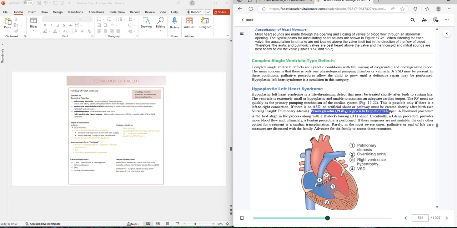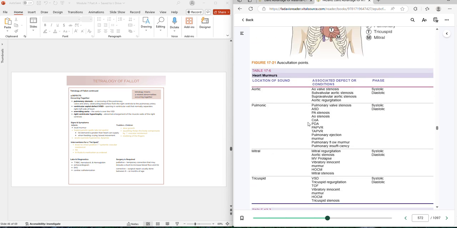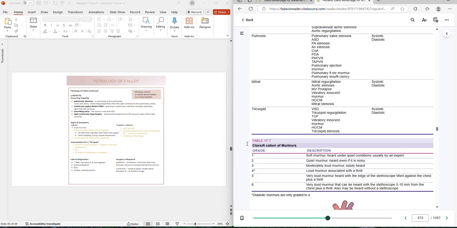So just understand that. Alright, and then our classification of murmurs. Okay, so aortic, pulmonic, mitral, and tricuspid, and these are the different effects. And then our classification numbers here. Number 1 is soft, number 2 quiet, number 3 a little bit louder, number 4 really loud, number 5 very loud. And number 6, you can hear it without a stethoscope. You can just hear it on the outside.